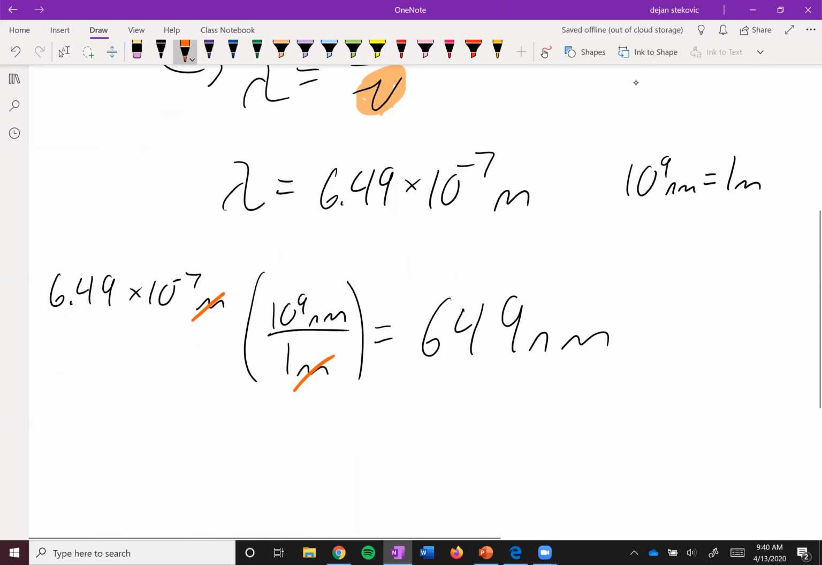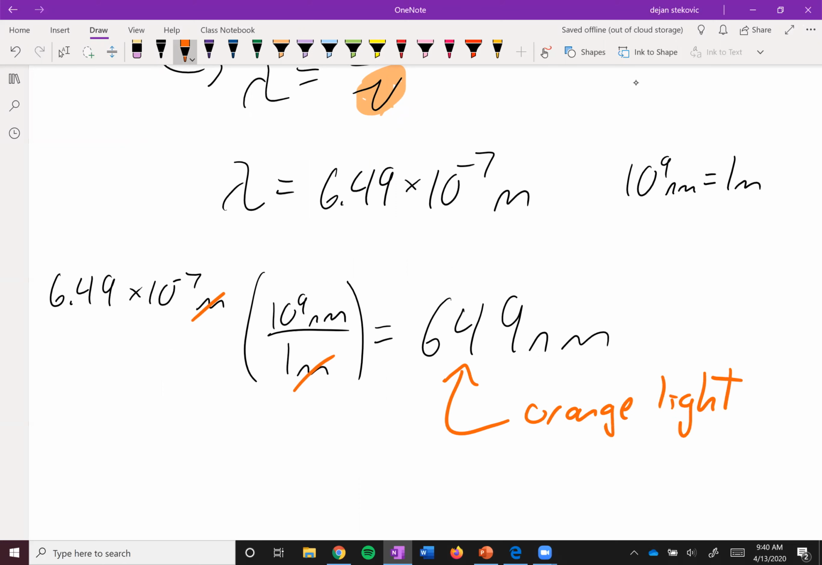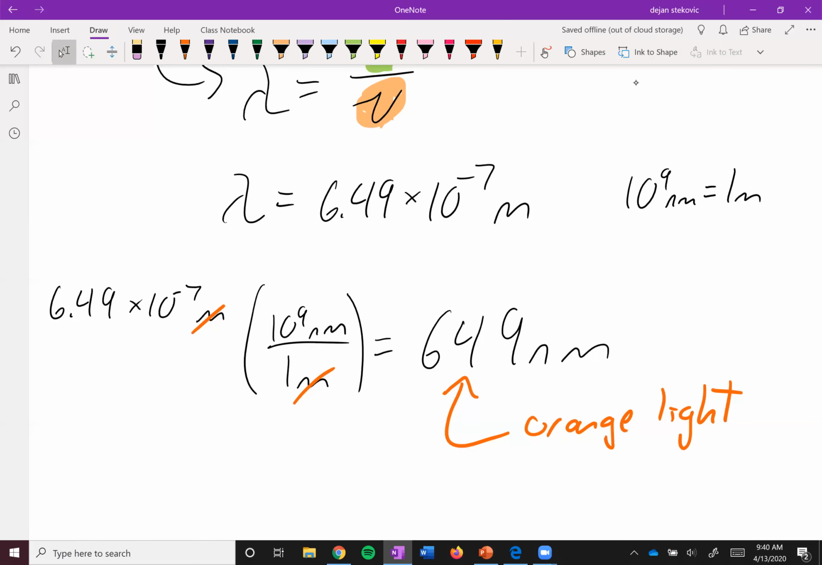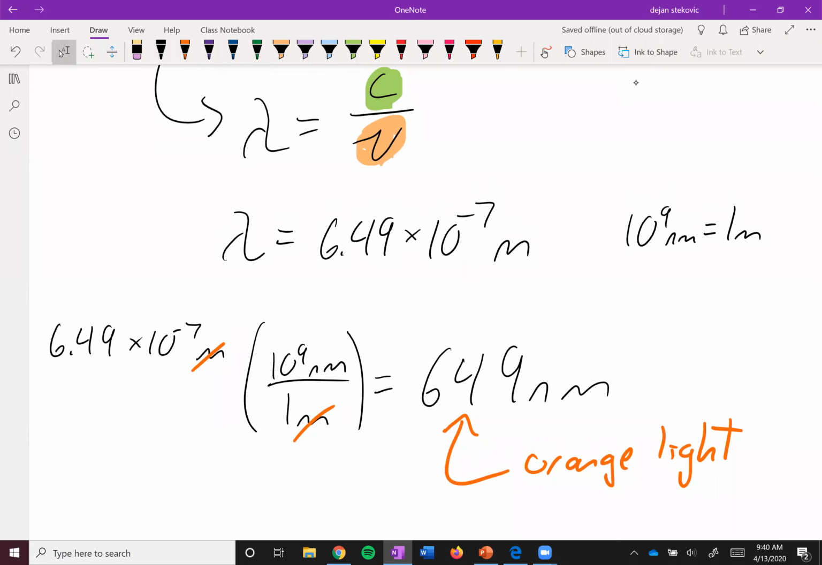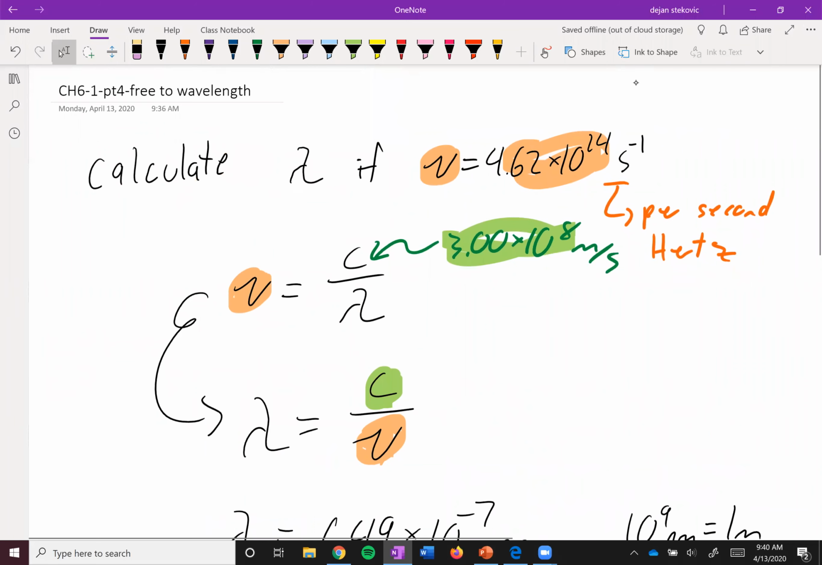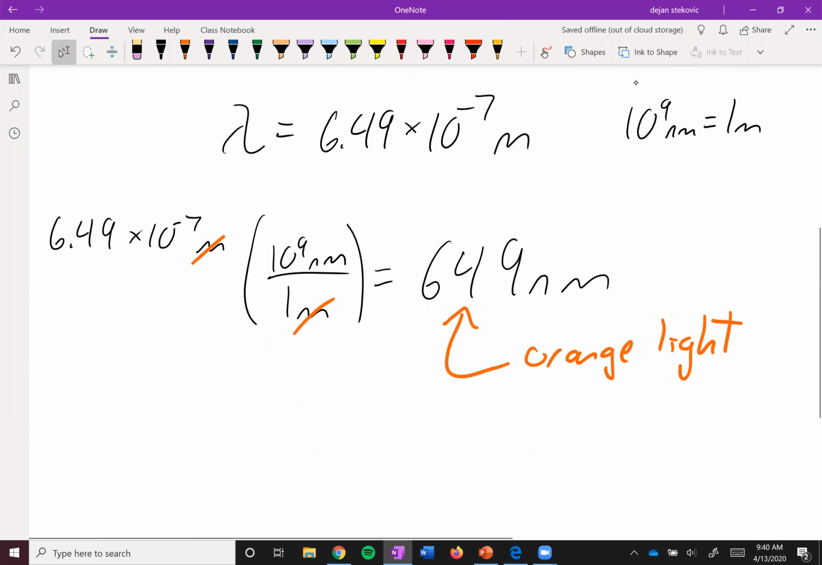And as we'll see in the next section, this wavelength of light corresponds to orange light. So if you have a light wave that has a wavelength of 649 nanometers or that frequency, it will be orange light.